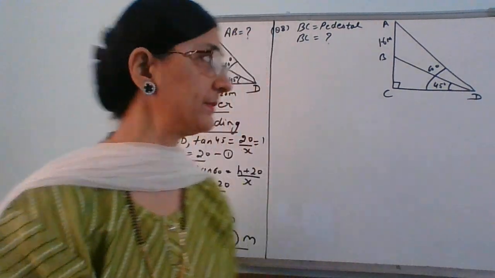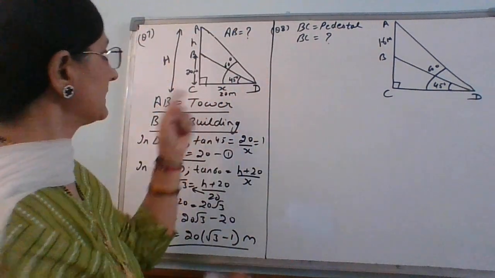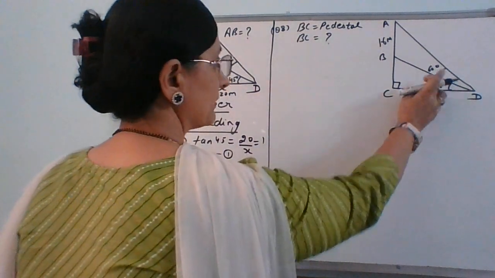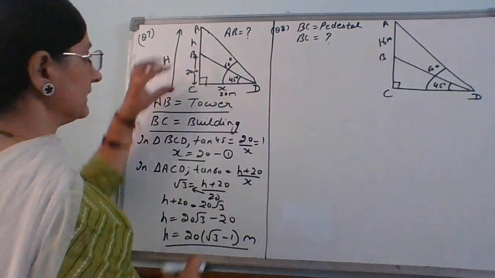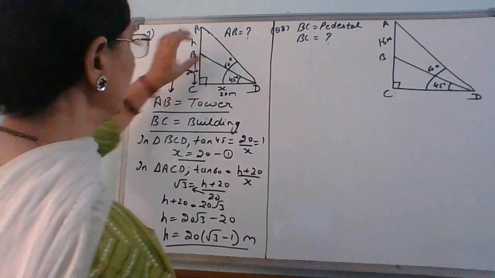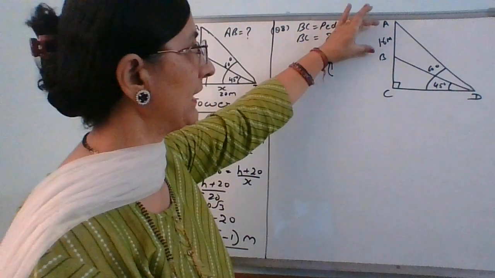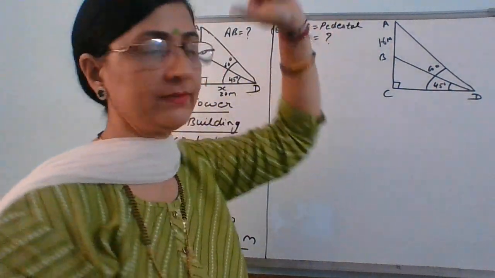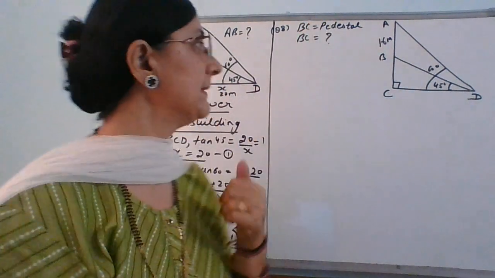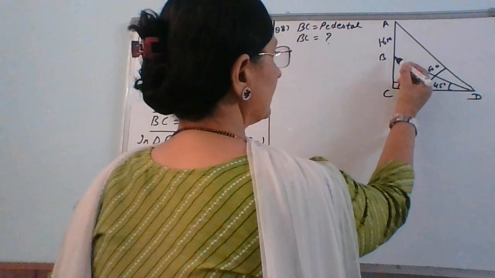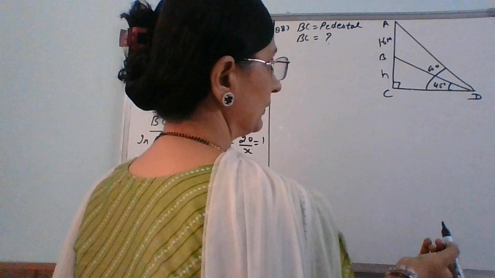Now let us do question number 8. What is there in the 8th? What is the difference between the two? The angles in both are 45 and 60. Here, in the earlier question, the value of the lower part was given, and in this question now we are having the value of the upper part, right? So here you have a pedestal, and you have to find the height of the pedestal.